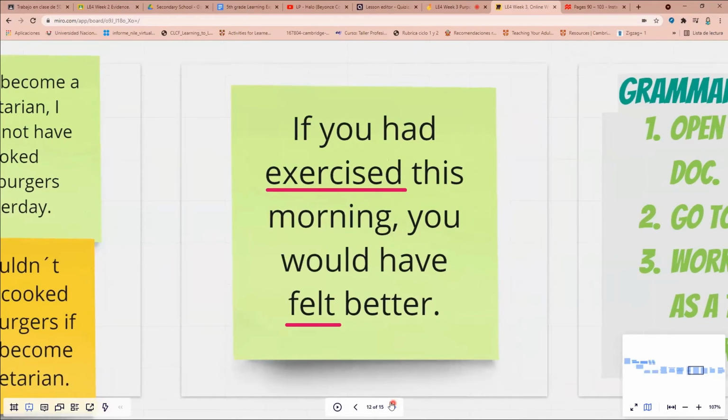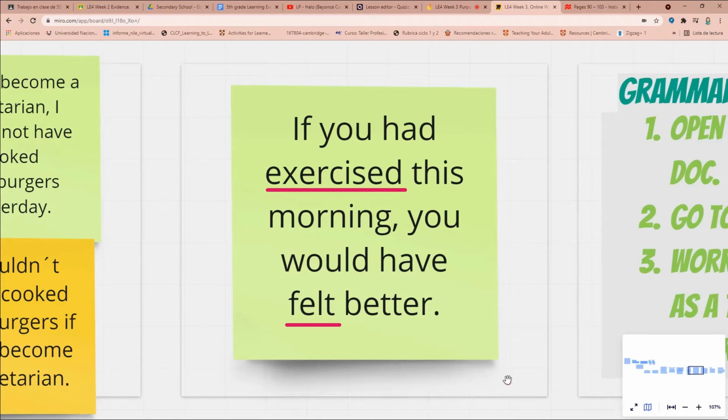Now let's work on the pronunciation. Generally, in these sentences, the main verb is the one that is stressed. It means that they sound a little more. For example, if you had exercised this morning, morning is also stressed, but the verbs that are stressed are exercised and felt. If you had exercised this morning, you would have felt better. I'm going to repeat that again. If you had exercised this morning, you would have felt better.